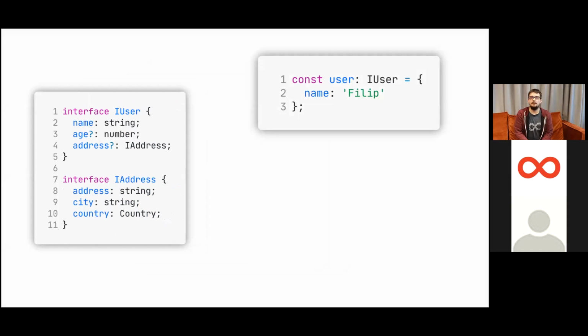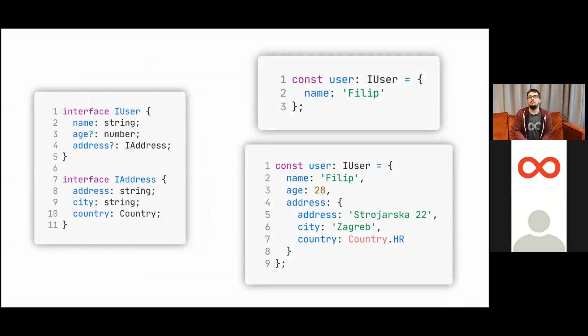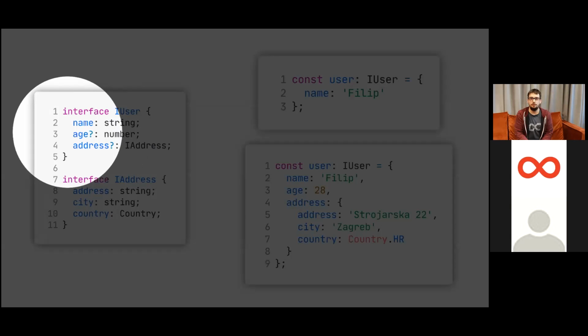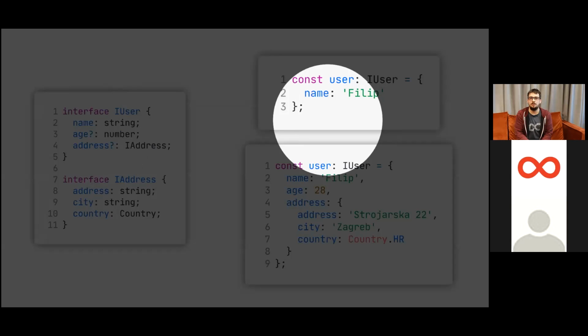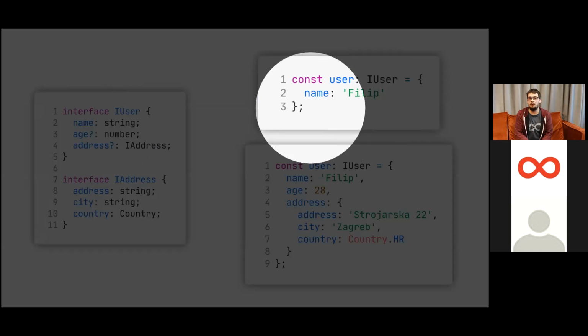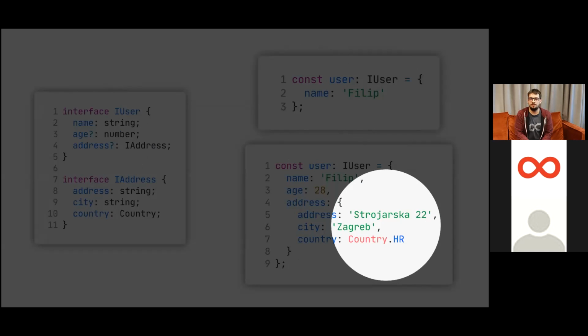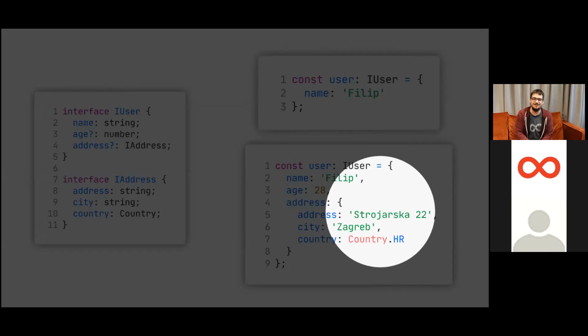And now you can create two objects. The first object would be really simple, only a name, because age and address are optional, so we can create an object of type IUser with only the name. Or we can go all in and add the age and the address and everything. And this is not my personal address. Please don't swat me. This is the office address.